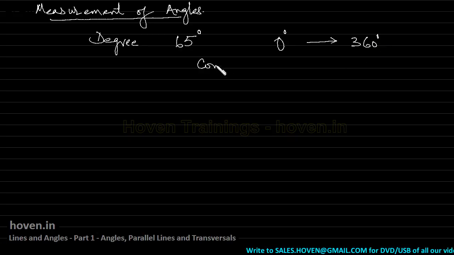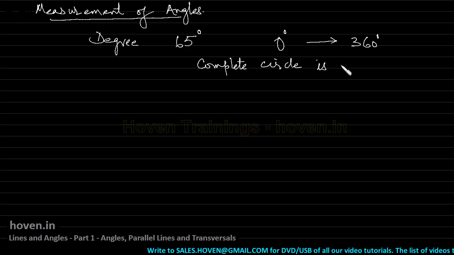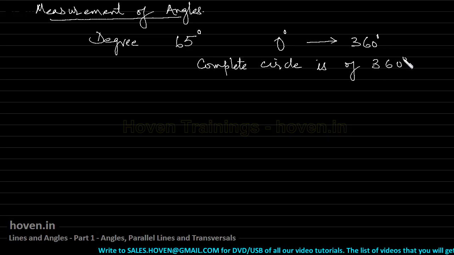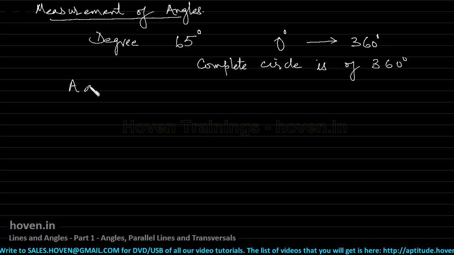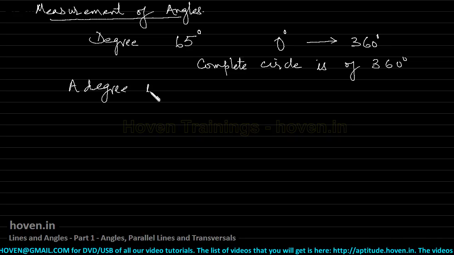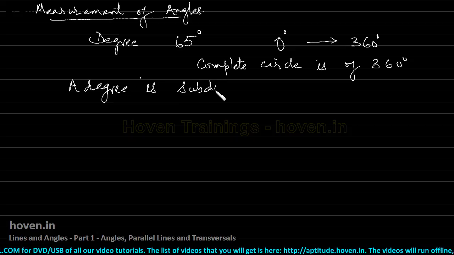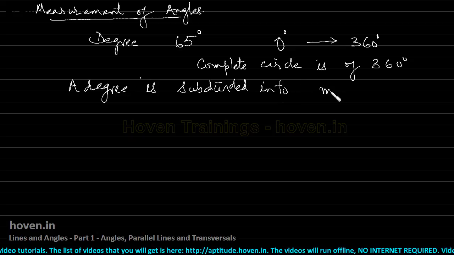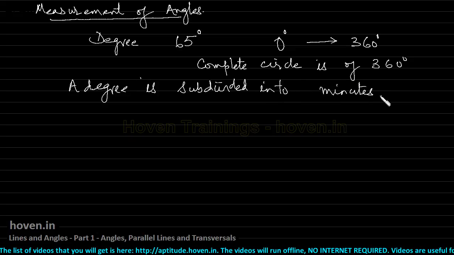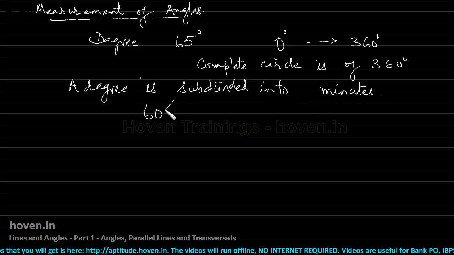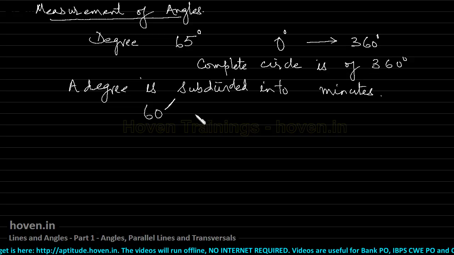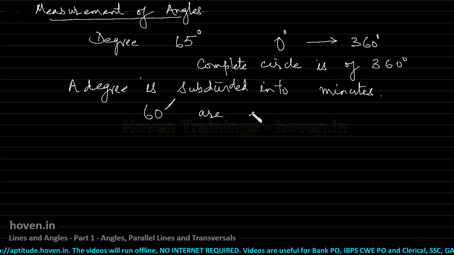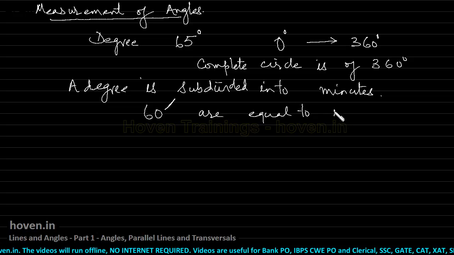So a complete circle is of 360 degrees. A degree is further divided into minutes. A degree is subdivided into minutes, and a minute is represented by a small dash. 60 minutes are equal to 1 degree.